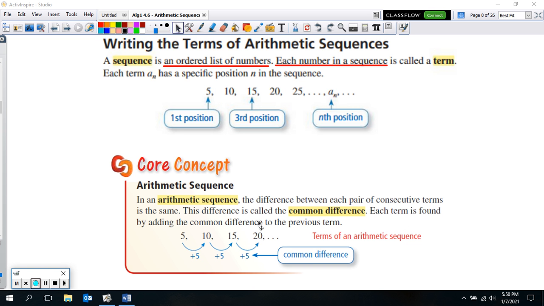And each term is found by adding the common difference to the previous term. So again, that same sequence we had here with 5, 10, 15, 20, you can see here the common difference is that you're going to add 5. Notice they didn't just put 5, they put plus 5, because it could be going down by 5. If this was turned around and it went 20, 15, 10, and 5, well then we want to say negative 5 for that because it's going down by 5. So you want to definitely know, is it a positive 5 or a negative 5 for that common difference.